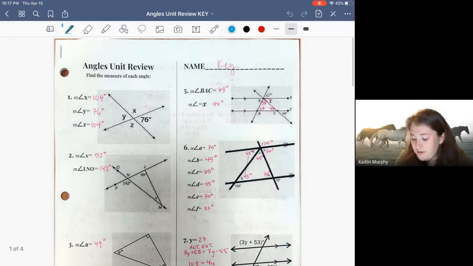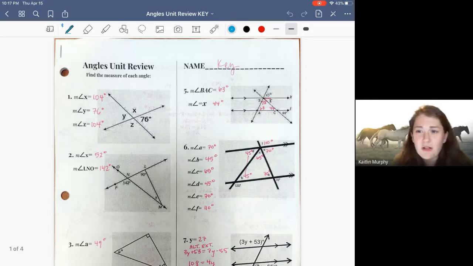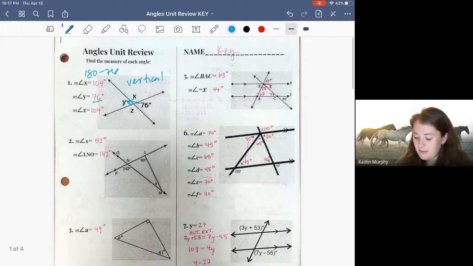Okay, so we have this angles unit review on number 1. We've got just vertical angles here. So they tell us that right angle is 76 degrees. Right across from that, we have Y, which is a vertical angle. So that's going to have the exact same angle measure. So that's also 76. And then to find X or Z, those are adjacent or supplemental to the 76. So we just do 180 minus 76 to get that 104 for both of those. Pretty straightforward. So those are vertical angles. That's why those are equal. Or adjacent if you're doing that 180 supplemental.